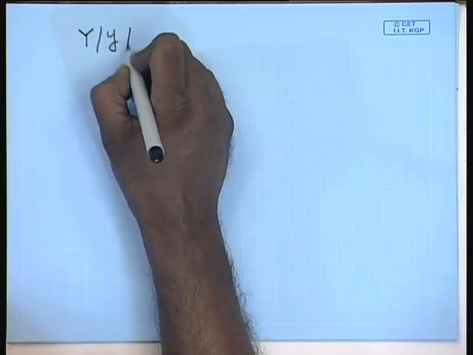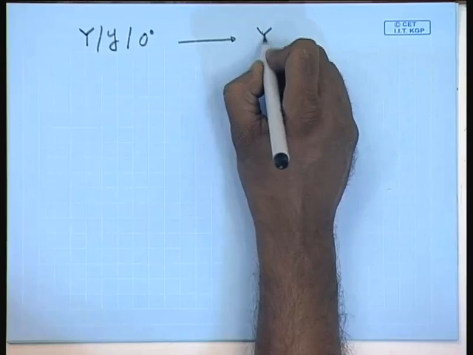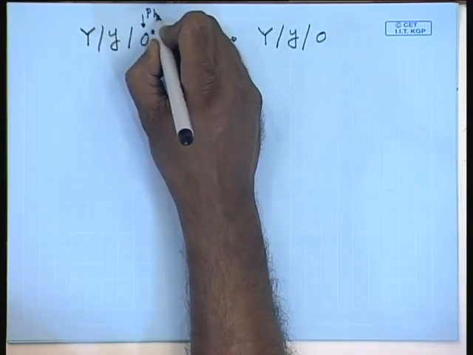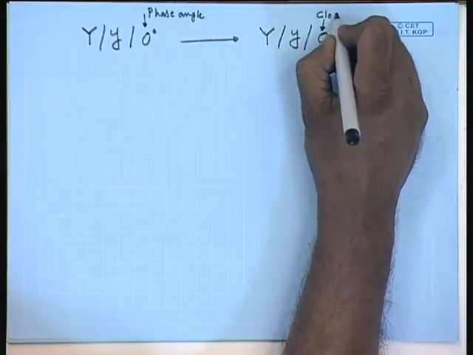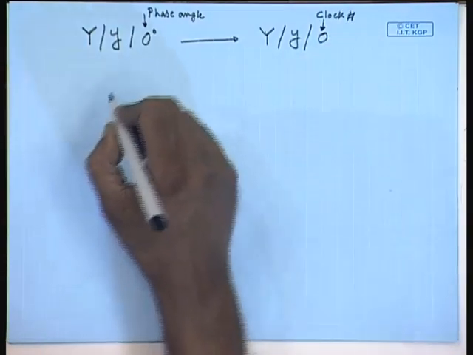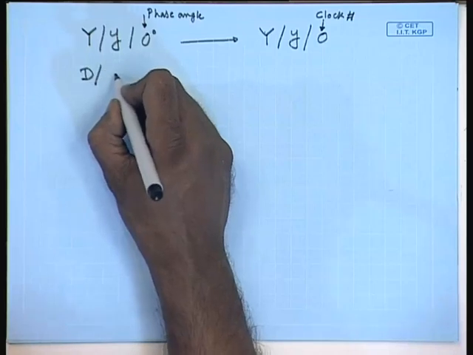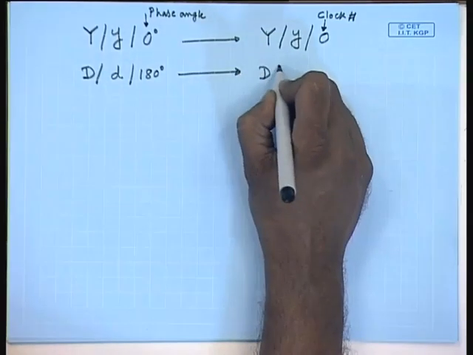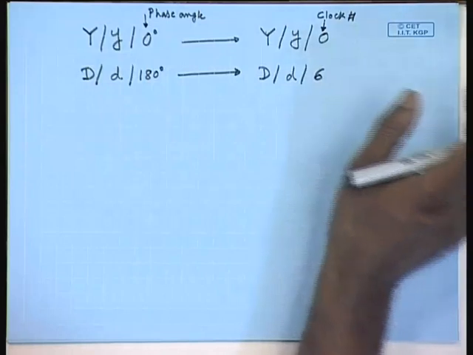Therefore, for example, this Y 0 degree can also be written as Y 0. This is the phase angle. This is clock number. Similarly, D 180 degree can also be written as D 6. This is the clock number representing 180 degree phase shift.